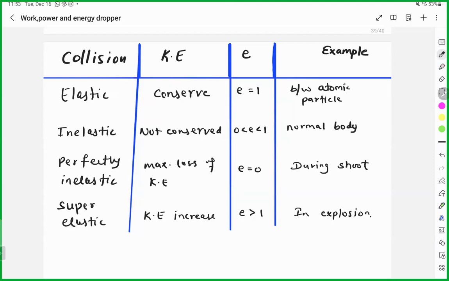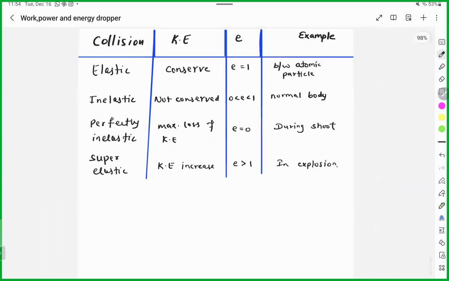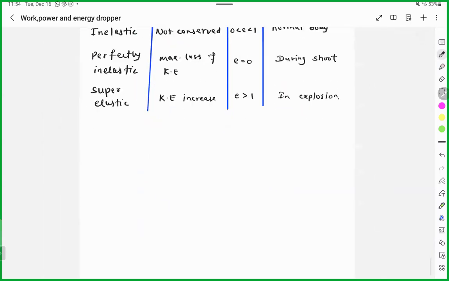Make sense? Yes, sir, this full topic is covered. Remember, linear momentum is conserved in any situation. Got it? And if you ask me, sir, can you do a quick revision of this?